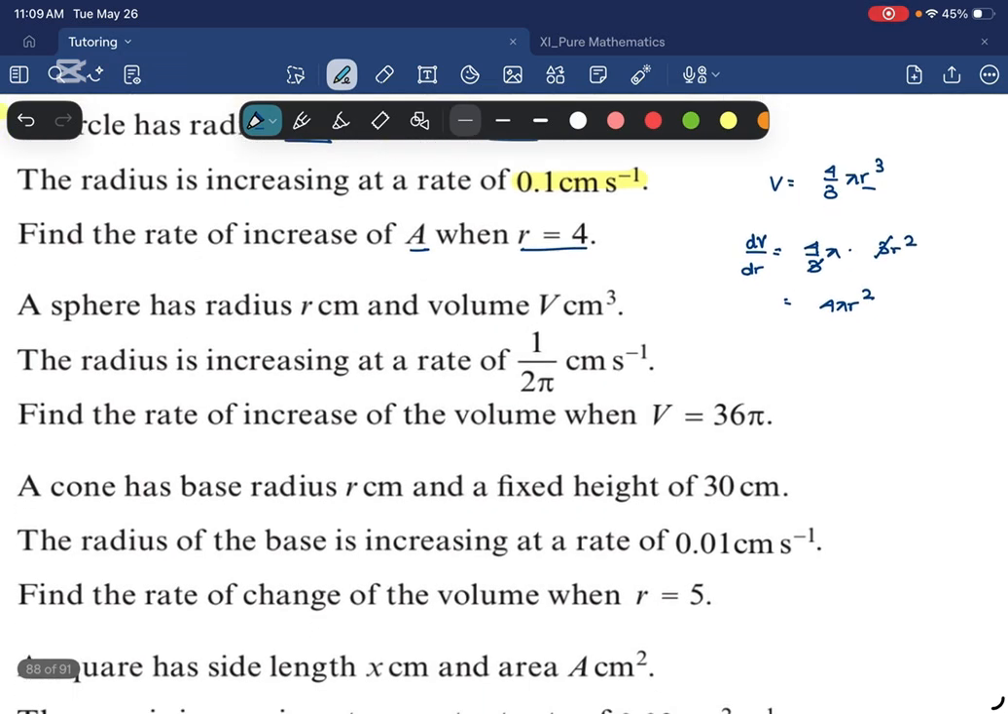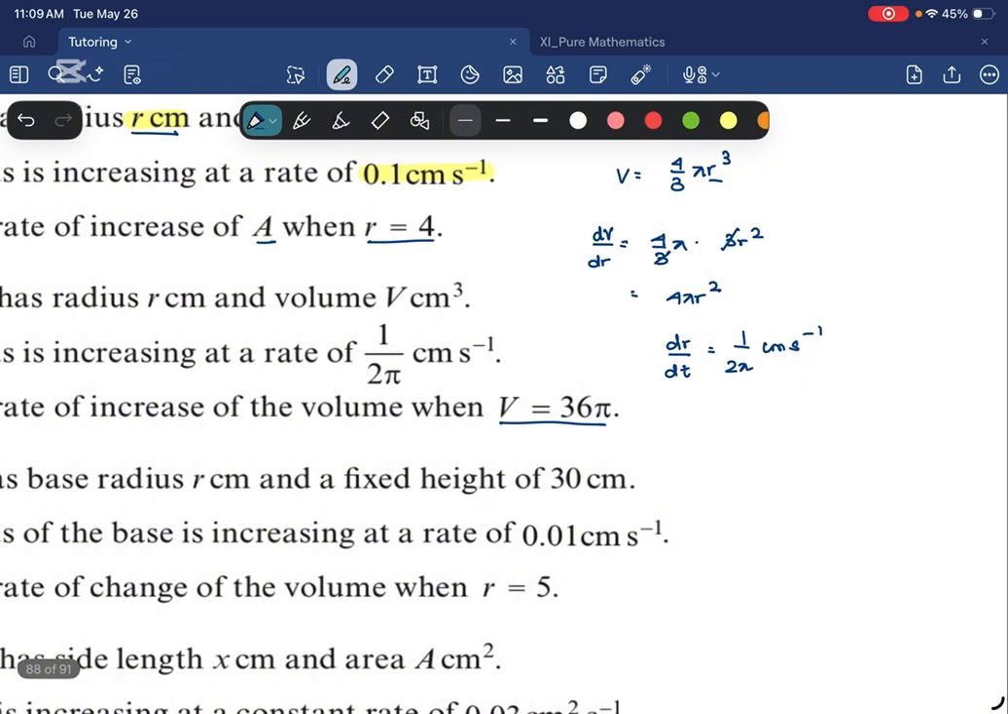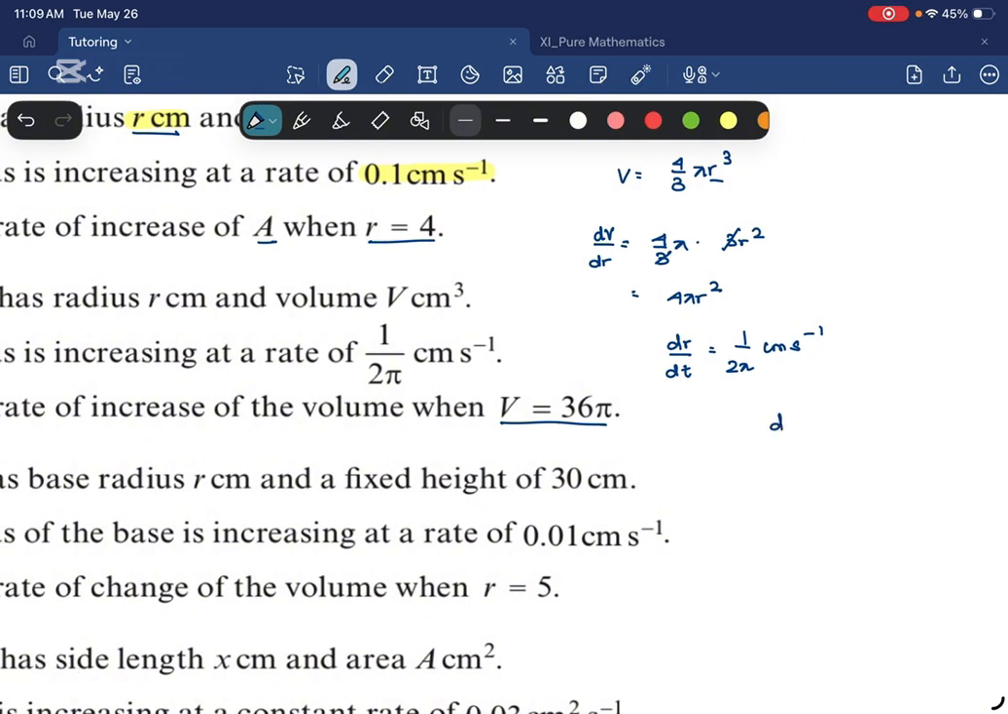And the radius is increasing. We are given dr by dt is 1 over 2 pi centimeters per second. I encourage you to write your units because it's going to matter, right? Find the rate of increase of the volume when V is equal to 36 pi. So we want to find dV by dt, the rate of increase of the volume. That is going to be dV by dr, because V is defined with respect to r, times dr by dt, because the dr and dr will cancel out.